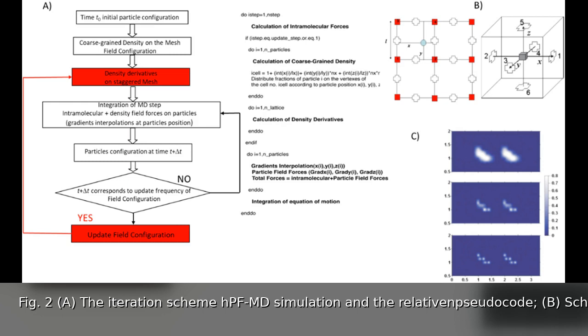Panel B illustrates the particle assignment to lattice points in 2 dimensions, describing how fractions of a particle's density are attributed to neighboring mesh points according to distance. This interpolation is central to computing smooth density fields and their derivatives, defined on Cartesian lattices with periodic boundary conditions. The main computational advantage of the HPFMD method lies in replacing the costly double loops over particle pairs for non-bonded force calculations with a more efficient single loop over particles and grid.